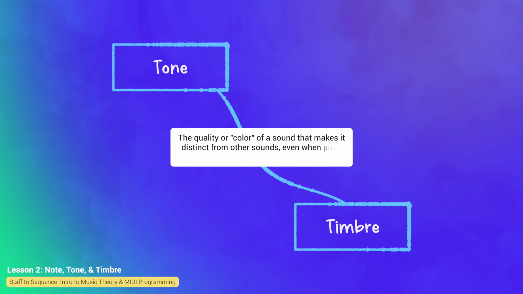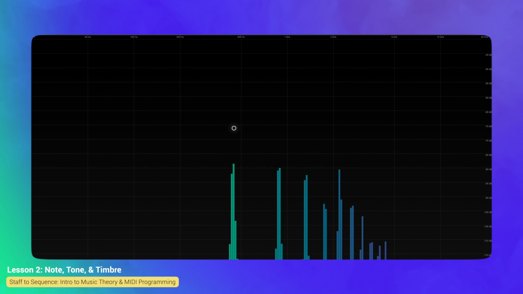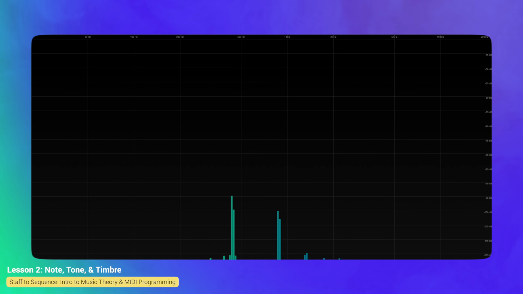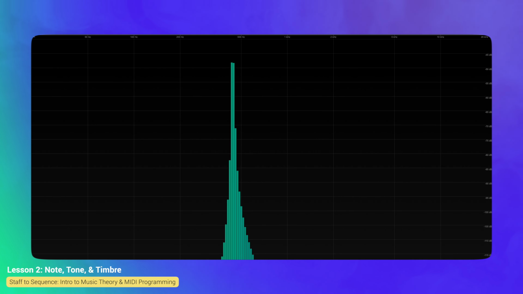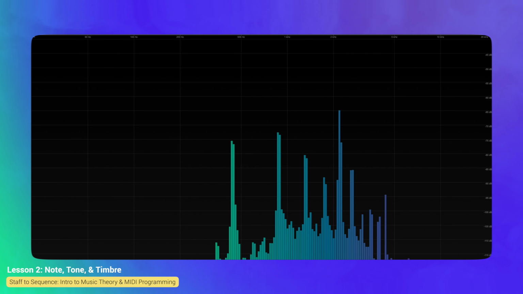Timbre is what allows us to distinguish between the sound of a trumpet and a flute, even if they play the same pitch. For example, a trumpet can play a pitch at 440 Hz, commonly referred to as A. And so can a flute. What makes them sound different? Their timbre, or the unique quality of their sound, shaped by physical differences and the way they produce vibrations.